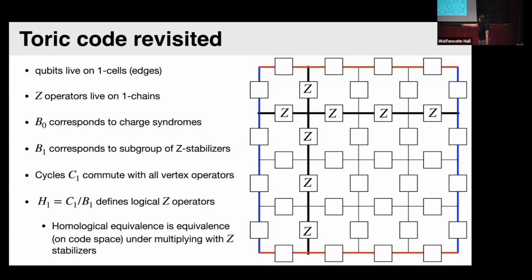So homological equivalence now means that the action on the code space is invariant to multiplying with Z stabilizers, okay? Because when you multiply with Z stabilizers, you get these different boundary B1s, but then as we showed, if you have some non-trivial cycle and you multiply those with boundary operators, those are all homologically equivalent, okay? So this basically explains everything about the Z portion of the toric code in this language of homology, okay? So what about X?